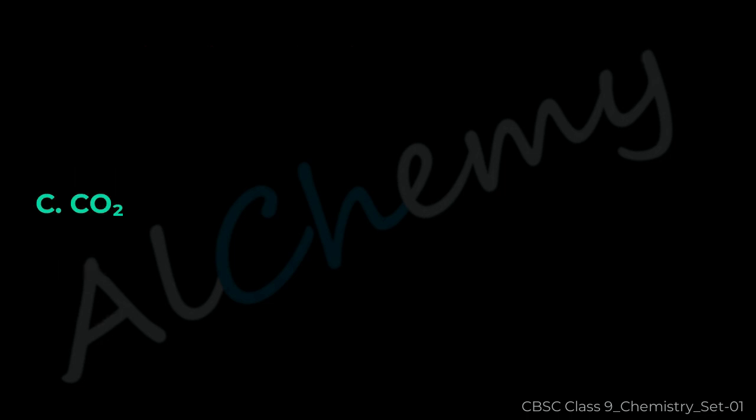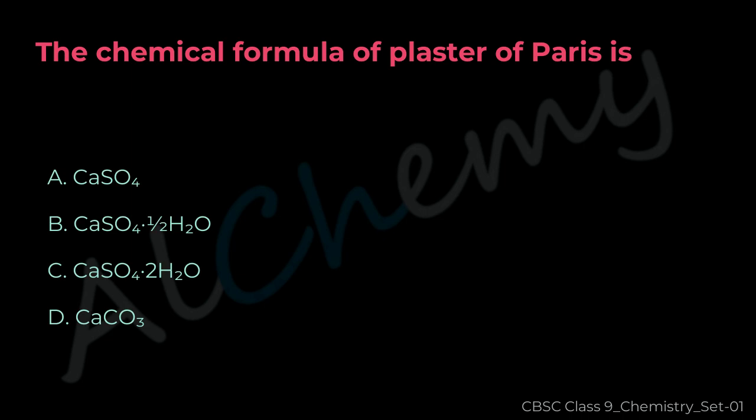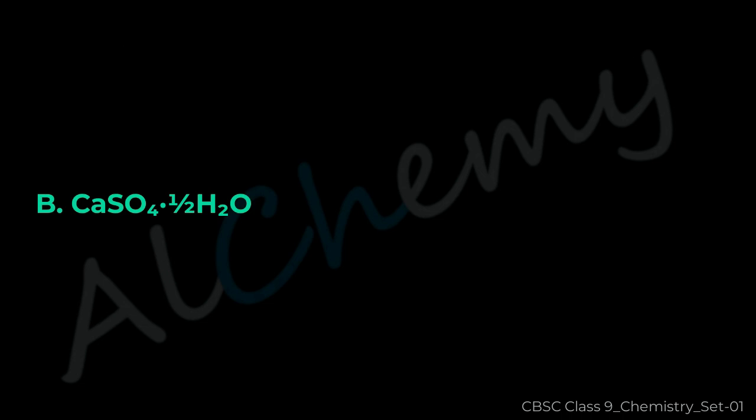CO2. Question 48. The chemical formula of plaster of Paris is: A. CaSO4. B. CaSO4·½H2O. C. CaSO4·2H2O. D. CaCO3. The correct answer is B. CaSO4·½H2O.